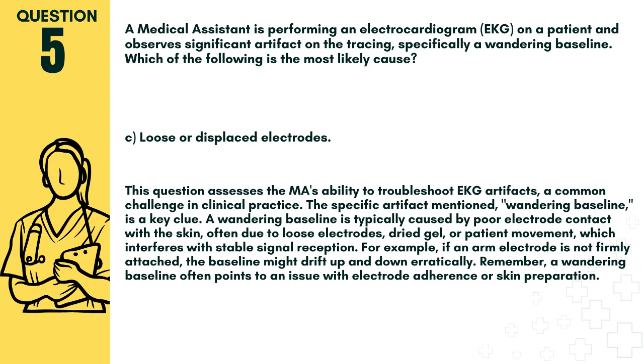A wandering baseline is typically caused by poor electrode contact with the skin, often due to loose electrodes, dried gel, or patient movement, which interferes with stable signal reception. For example, if an arm electrode is not firmly attached, the baseline might drift up and down erratically. Remember, a wandering baseline often points to an issue with electrode adherence or skin preparation.